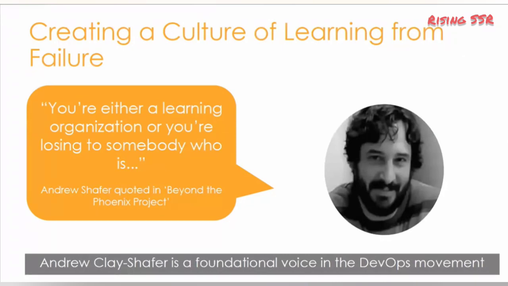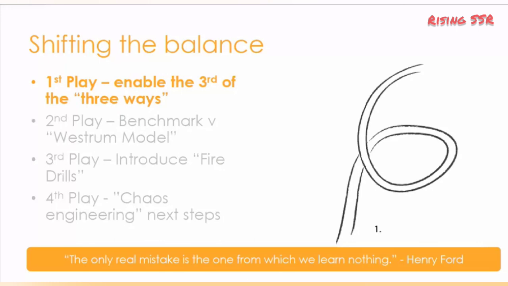You are either a learning organization or losing to someone who is dot dot dot, right? We all know what dot dot dot is. So the emphasis here is creating a culture of learning from failure, which is very important. Now, how do we do that?